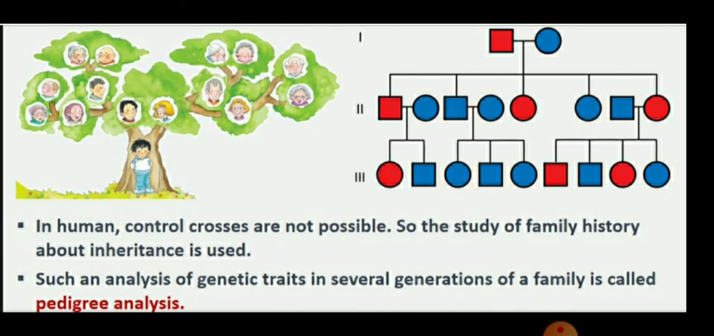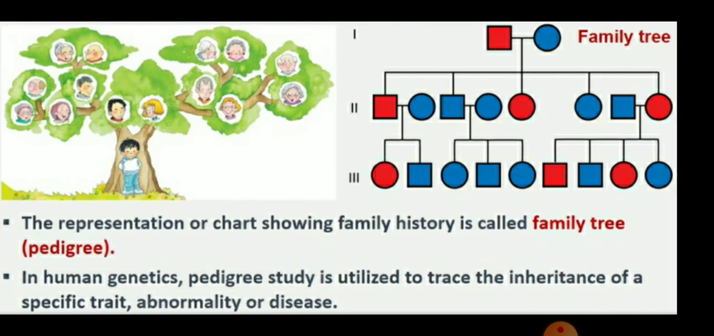So children, this is the picture of the pedigree analysis. What do you mean by the pedigree? An analysis of the traits in several generations of a family is called the pedigree analysis. We can see here in this picture that there is a family tree. In humans, controlled crosses are not possible. So the study of the family history about the inheritance is used, and such an analysis of the genetic traits in several generations of a family is called the pedigree analysis.